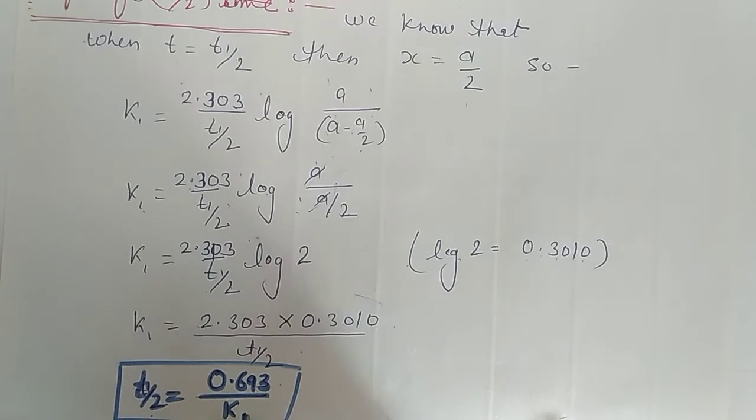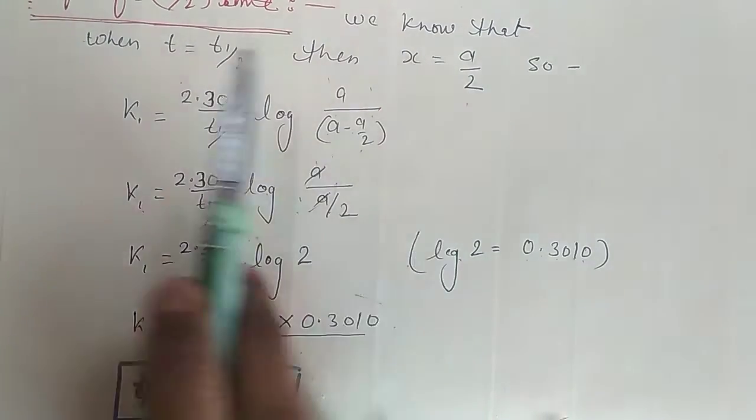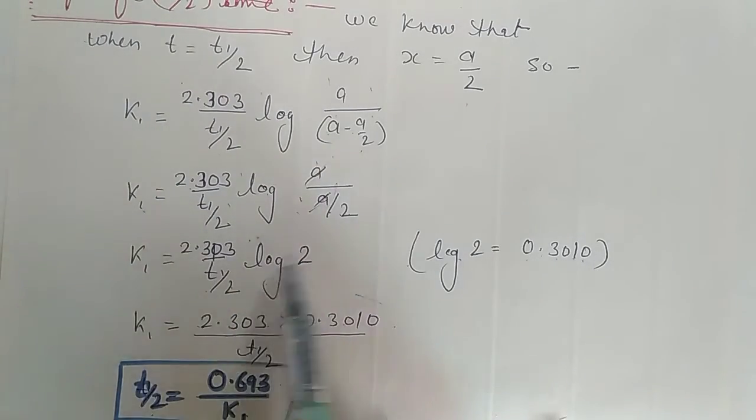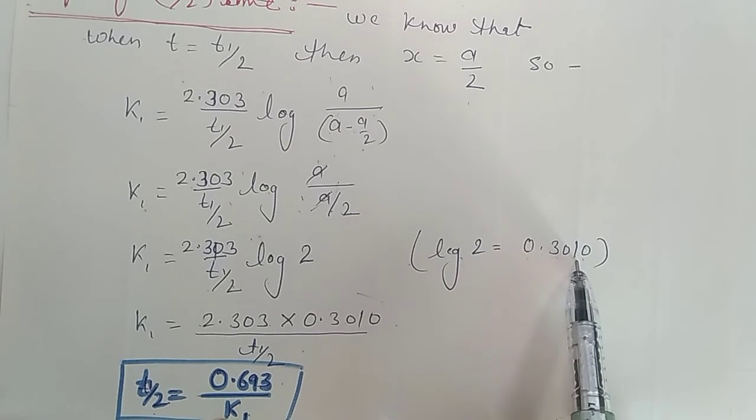It is a very important and useful relation to solve problems, to get the rate constant and to get the half-life of the first order reaction. Clear? When x is equal to a by 2, then t is equal to t half. Only these values are put in and solved. The log 2 is 0.3010. You have to learn these values.